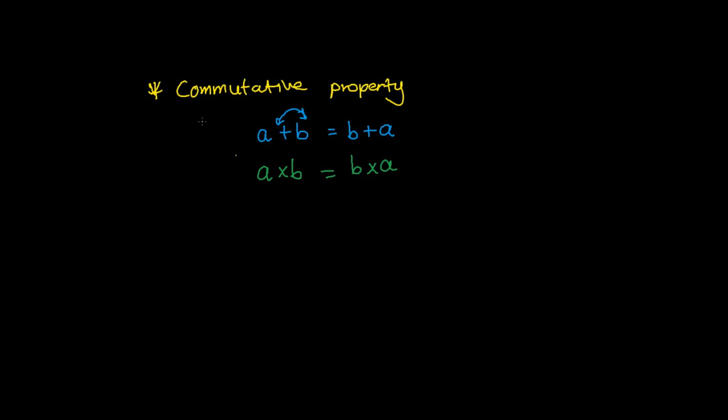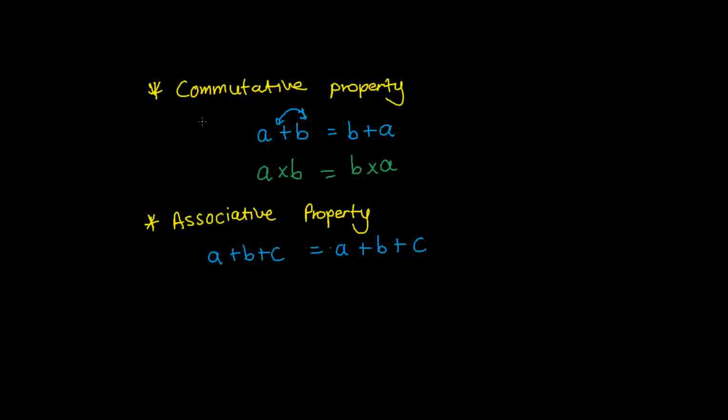Then the next property of whole numbers that we can look at is the associative property. Again, this is the associative property of addition and multiplication. I can see the word associate in it. If you associate with a group of friends, that's what it is, a group of friends. So a plus b plus c is equal to a plus b plus c, with different groupings.